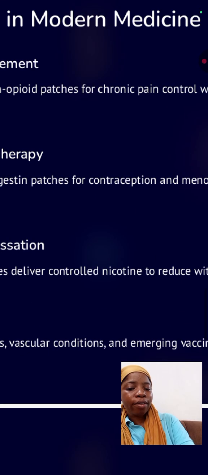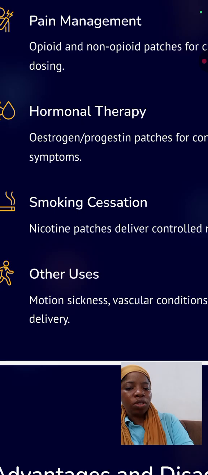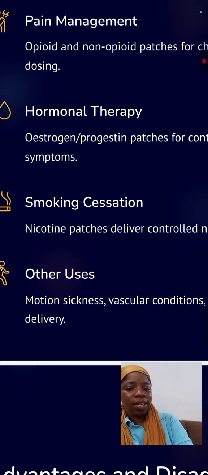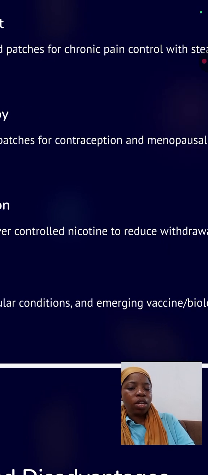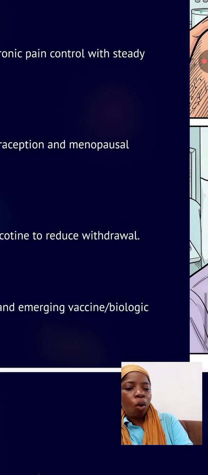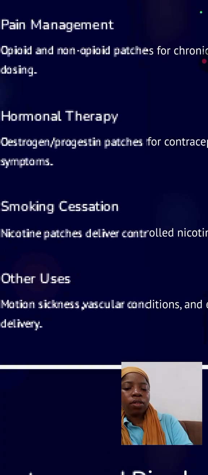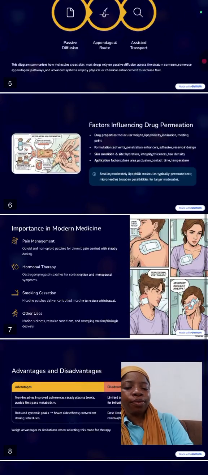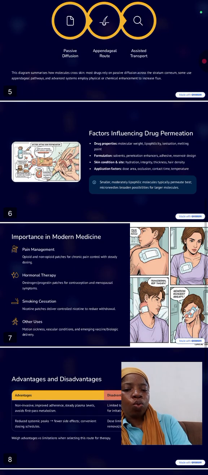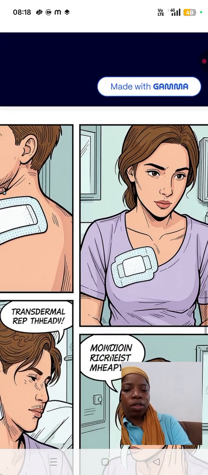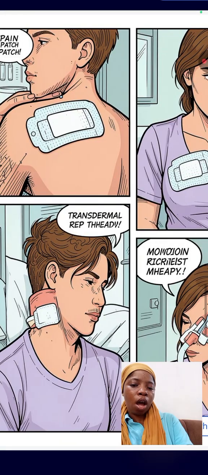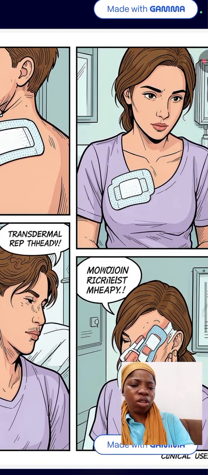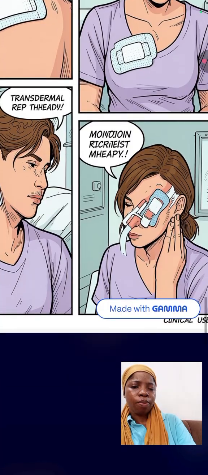Other uses are motion sickness, vascular conditions, and emerging vaccine or biological delivery. So this is the photo that is showing how these drugs are applied and the position in which these drugs are applied.